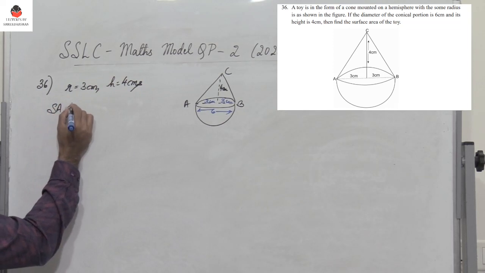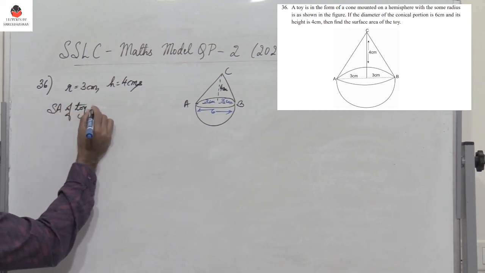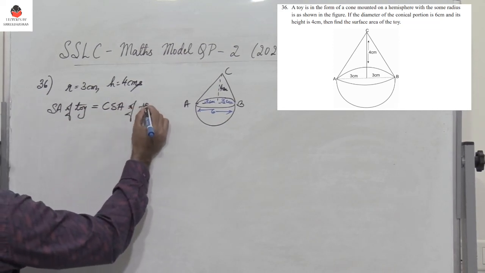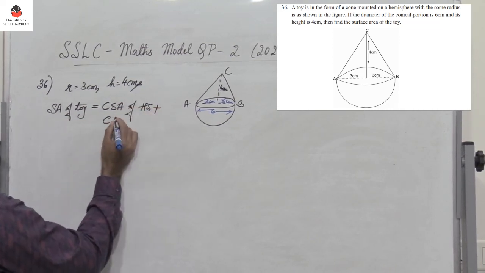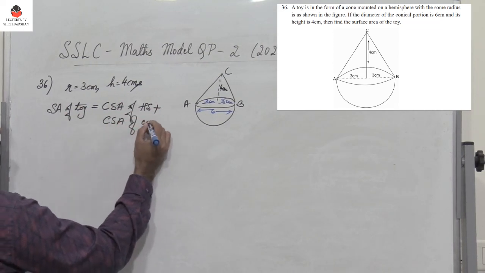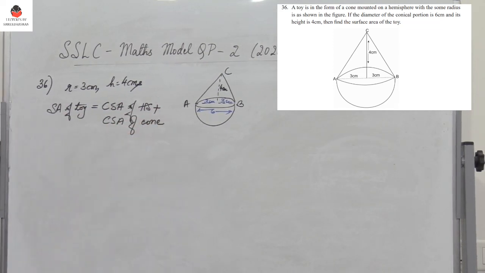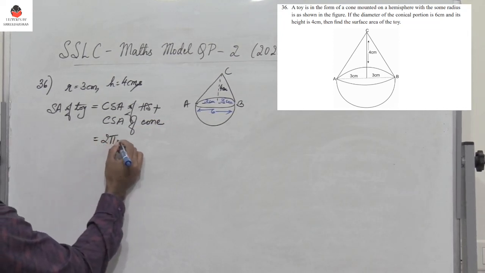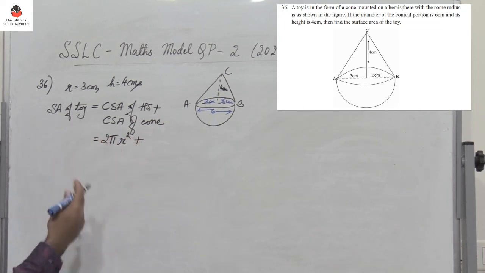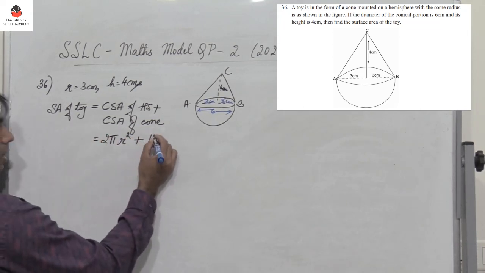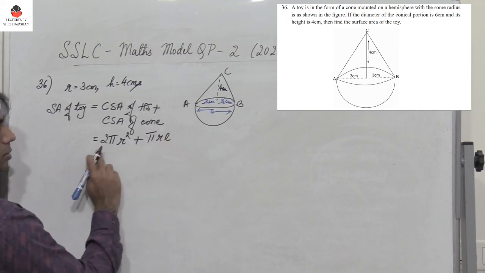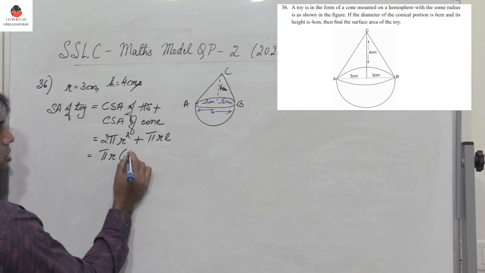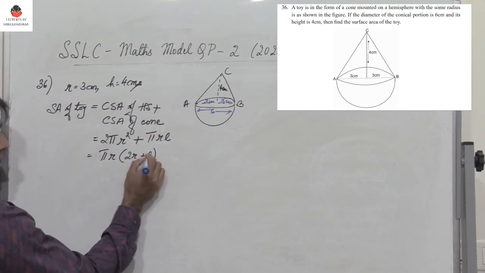The surface area of the toy is equal to the curved surface area, CSA, of the hemisphere plus the curved surface area of the cone. The curved surface area of a hemisphere is 2 pi r square, whereas the curved surface area of the cone is pi r l. What is common in these two? Pi r is common. So I have pi r into 2r plus l.